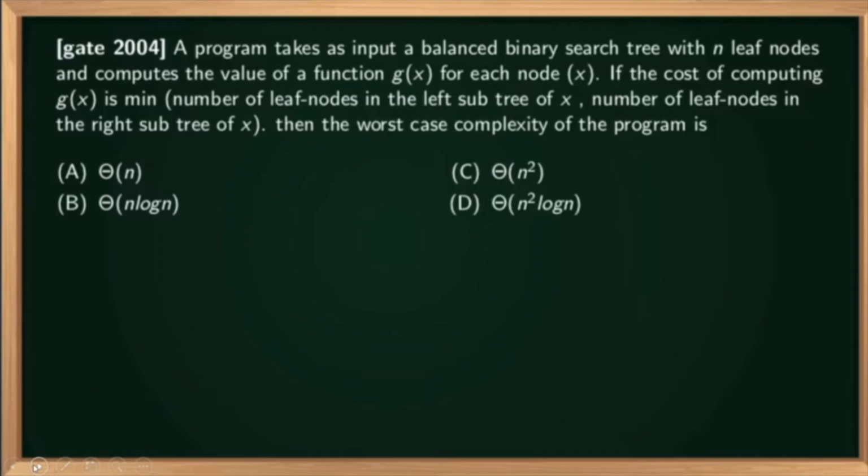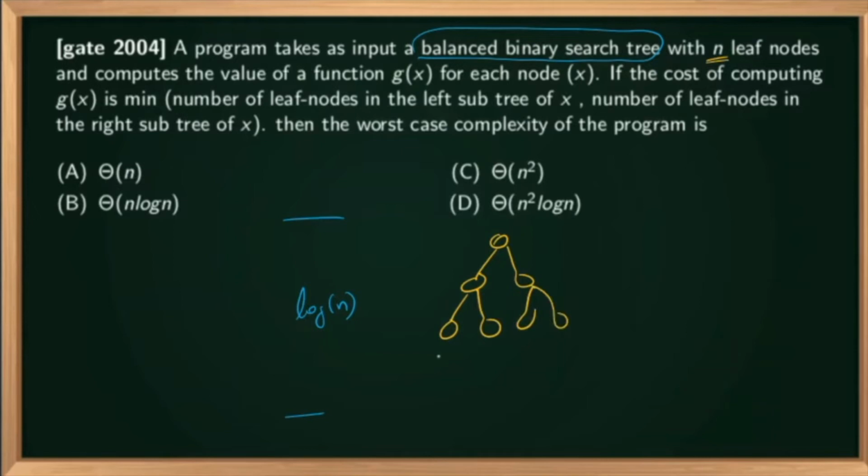Now listen here. It's given that it's a balanced binary search tree. So one thing you should understand is that if it's a balanced binary search tree, then the height should be log n, I mean theta of log n, approximately log n. Then it has n leaves. So the tree could be something like this, and finally you have n leaves.